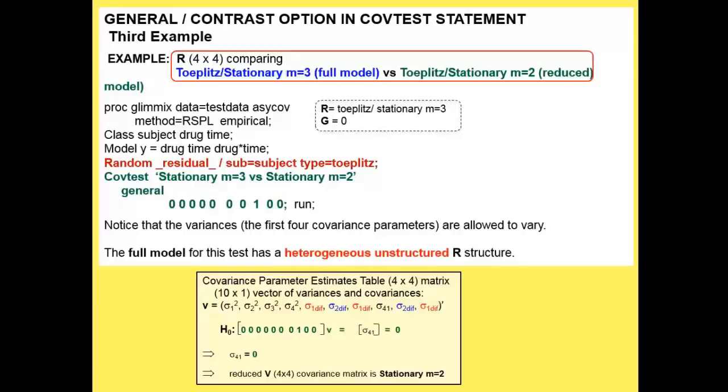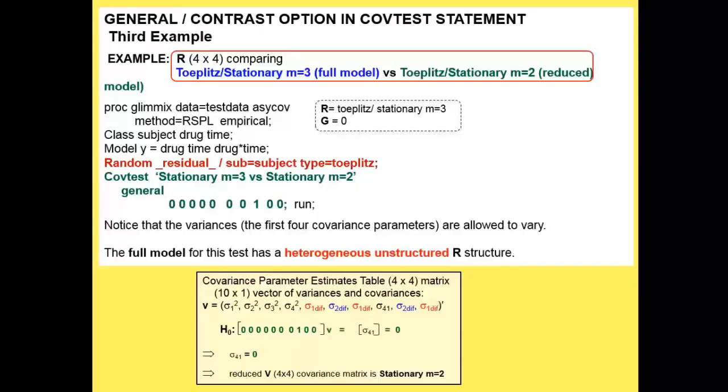Zach? I was playing around with just this issue literally right before we came to class. What I did was I ran a GLIMMIX model with the Toeplitz R matrix. I think I ran it on the FEV data, so it would have been a Toeplitz stationary 4, because there are 5 observations in FEV. And in the covariance parameter estimates table that I mentioned earlier, it only gives 4 estimates. Because it's stationary 4: 1, 2, 3, and 4.